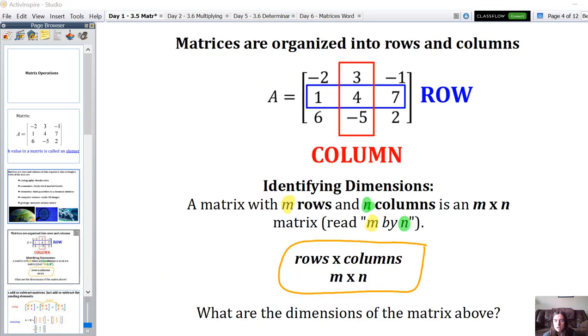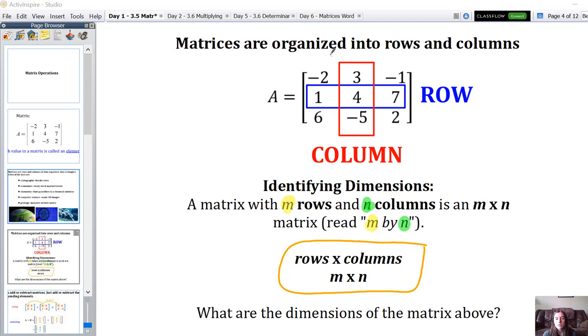Now, when we're talking about a specific matrix, a row is a horizontal line in the matrix. So here, this top row is -2, 3, and -1. The second row is 1, 4, and 7. The third row is 6, -5, and 2.